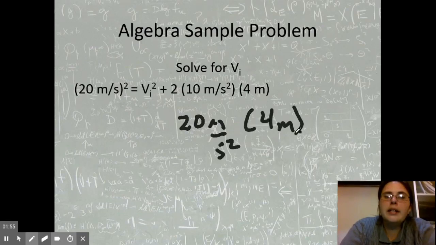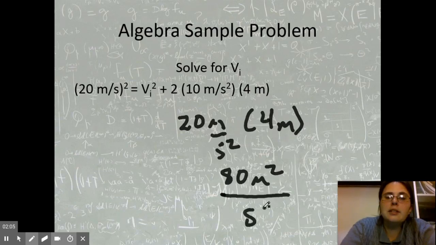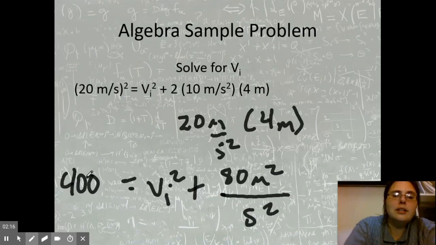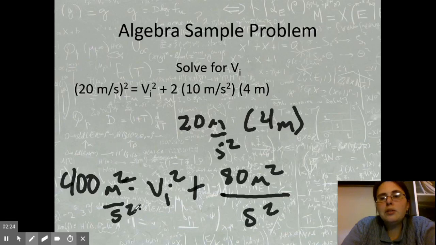And then we can say 20 times 4 is 80 meters squared, because we have meters times meters, so that becomes meters squared, divided by seconds squared. That's plus Vi squared. And that's equal to 400, because 20 times 20 is 400. And that's also meters squared per second squared. And then we can move the 80 meters squared per second squared over to the other side just by subtracting.